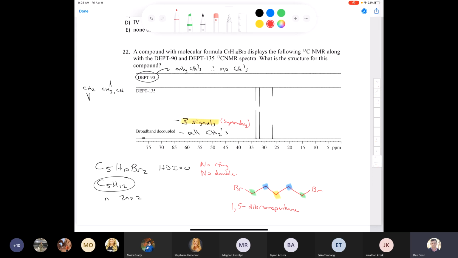And you notice that the green carbons must be the ones that are the most deshielded because they're the ones that are attached directly to the bromine. The blue carbons would be this one here, and the yellow one would be this one here that is the most shielded, right? There we go. So that's how we use a carbon-13, a DEPT 90, and a DEPT 135 to solve for the structure of a compound.